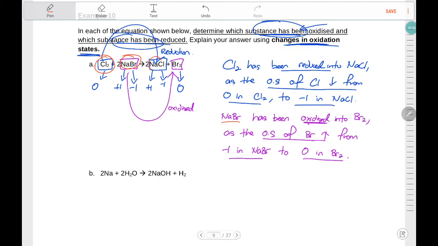It's the NaCl that's formed. So when we say who has been oxidized, who has been reduced, it's the whole compound. The whole compound. Cl2 oxidized, NaBr reduced, the whole compound. Right? When we explain the oxidation states, then we talk about the element in a compound. Okay, and once again, some students will say, oh, 2NaBr has been oxidized. Again, the 2 is not important. Don't put the 2, right?